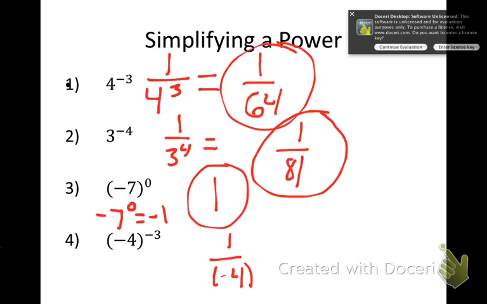1 over negative 4 to the third. Okay, 1 over negative 4 to the third. Now we already figured out 4 to the third was what, Colin? 64. So how would I rewrite this? 1 over 64. Negative 64.